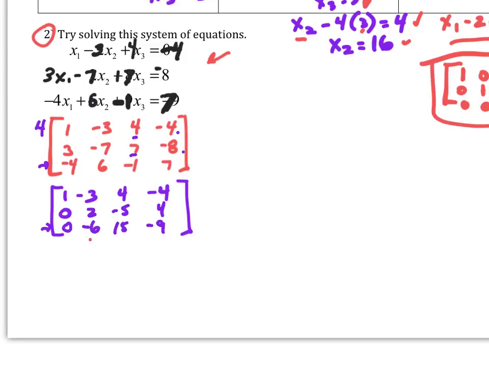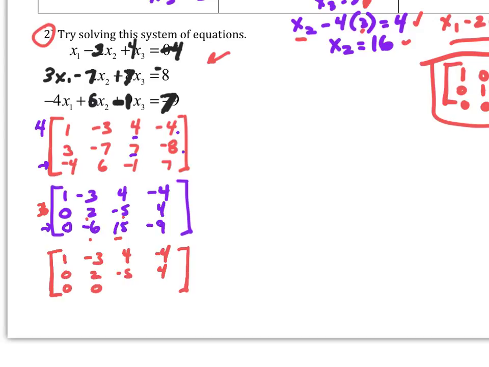Well, I can use this 2 right here to eliminate it. So I'm going to multiply this second row by a 6. No, not a 6. What are we going to multiply by? 3. In order to get a 6 to wipe that last one out, then I can go ahead and solve for this x3 here. Now what's happening?